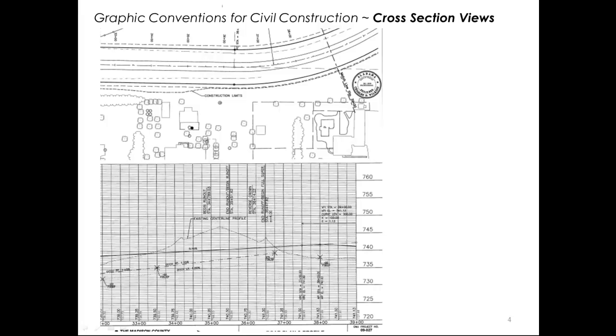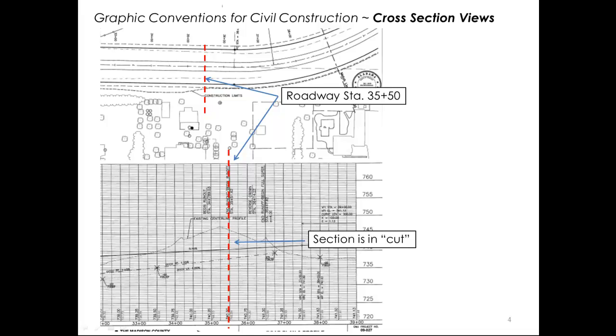Remember, we said that a cross-section is perpendicular across the center line at a specific location. Looking at this plan in profile, we can see that our actual section will be located at station 35 plus 50. If you have not viewed the video on plan and profile, you might find it helpful at this time. And on the profile, we can see that our actual section will be in what we would call a cut area. That is that the soils must be excavated from the existing grade down to the proposed grade. Okay, so let's look at what the actual section at this station looks like.